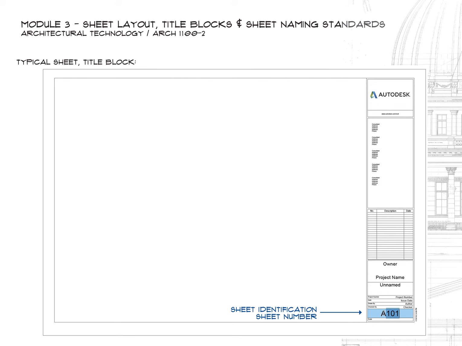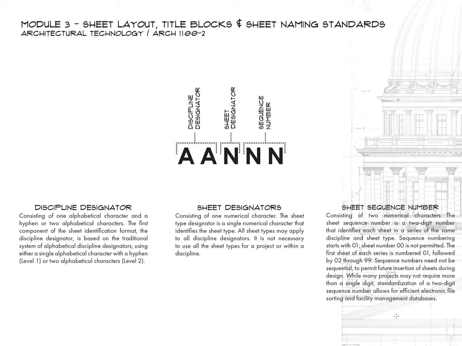So we just talked about this sheet number. I want to go through the National CAD standard way of naming your sheets. Because if you're working on a project set, you shouldn't just go through and name your sheets 1, 2, 3, 4, 5, 6, 7, 8, 9, 10. There's really no organization in that.